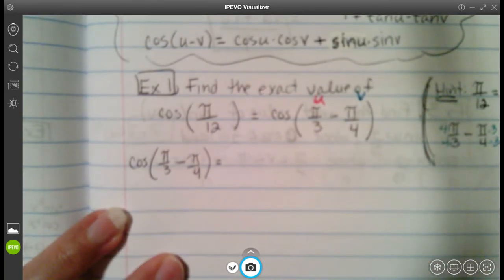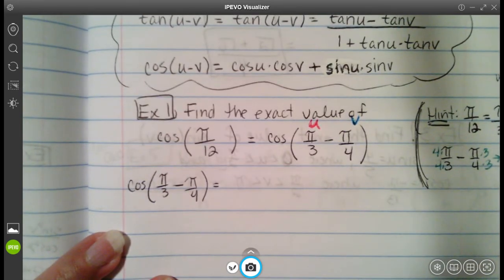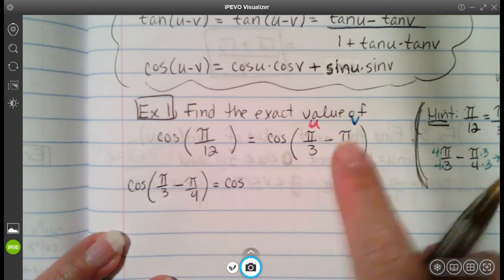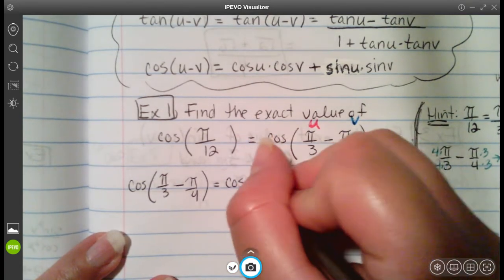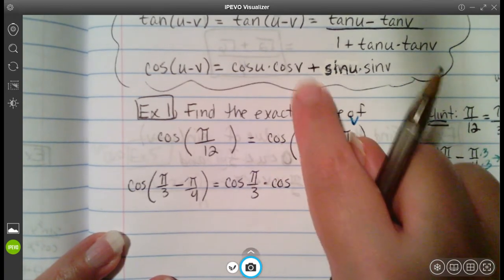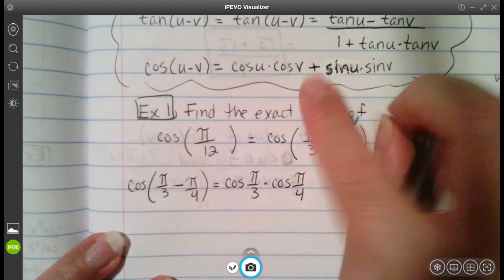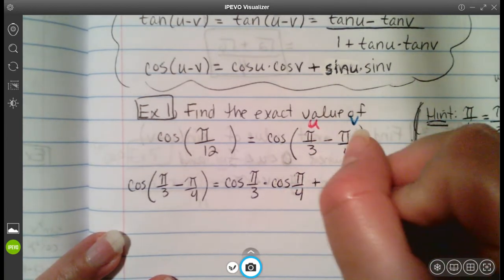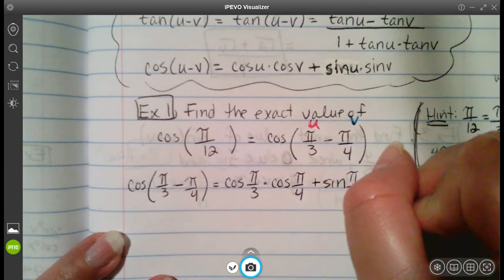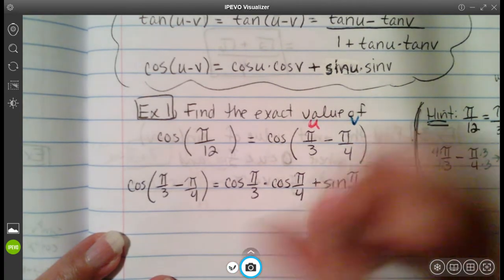Okay, let me let that focus a bit. There we go. Okay, so we have cosine of u. So cosine of u is the first one, so pi thirds, times cosine of v, which is the second one, pi fourths, okay, plus sine of u, so sine of pi thirds, times sine of the second one, so pi fourths.